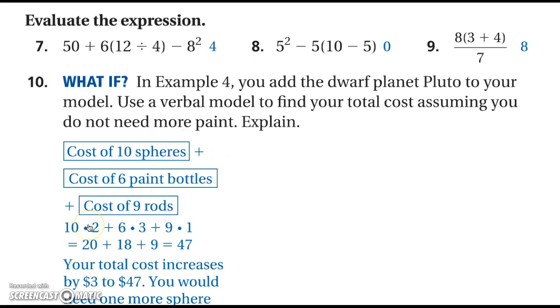Remember, the cost of the spheres was $2, the paint was $3, and the rods was $1. And now what they've done is they've said, okay, now we're going to add another sphere, and we're going to use the same amount of paint and the same rods. So now instead of $44, we have $47. So it just added a little bit of cost to our solar system project.